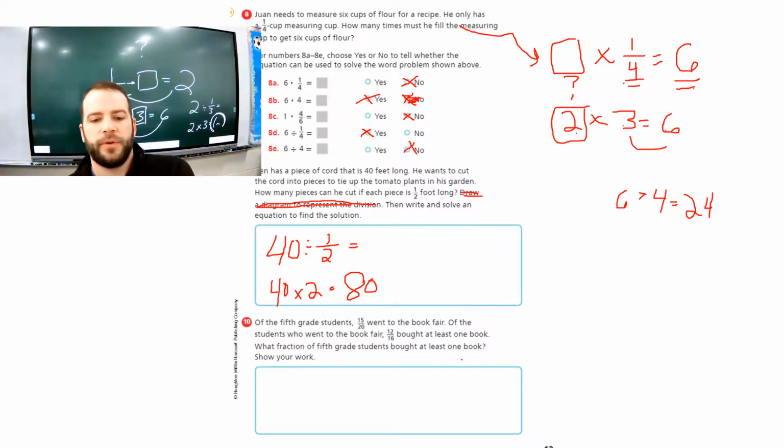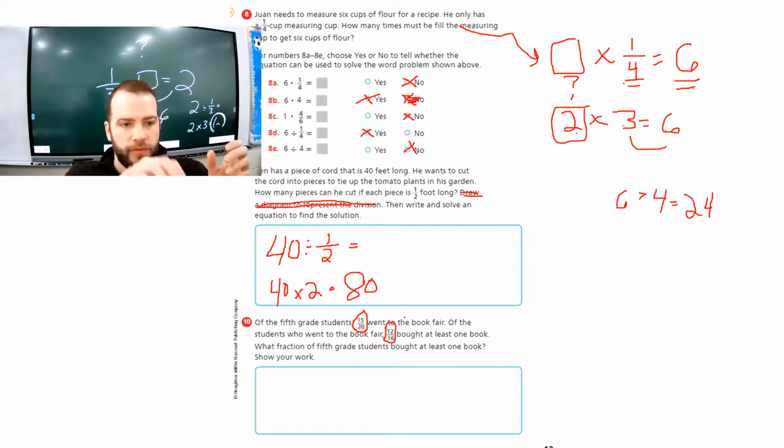It says, of the 5th graders, so I never liked these questions because I always thought they were complicated. They're hard to understand. Usually you start to understand, oh, it's one of those questions. One of those questions is multiplication. When you have a group of something and they want a group of that group of something, you're going to multiply. So I'll read it. Of the 5th grade students, 15/20ths went to the book fair. Of the students who went to the book fair, 12/16 bought at least 1 book. What fraction of the 5th grade students bought at least 1 book?